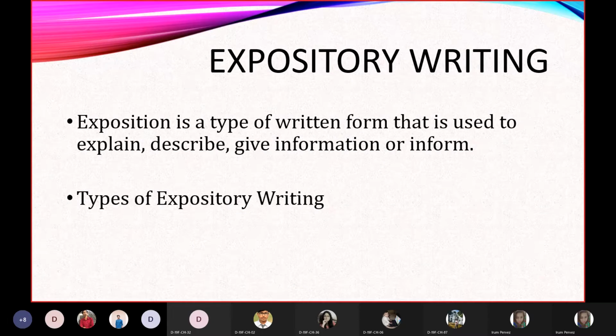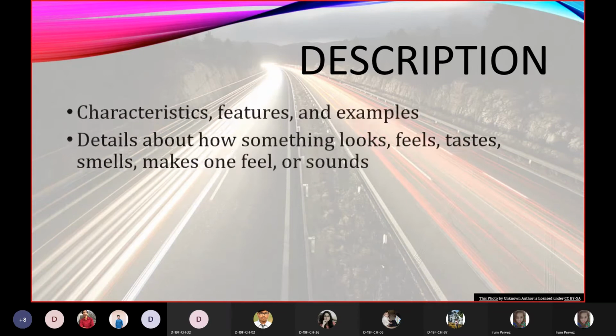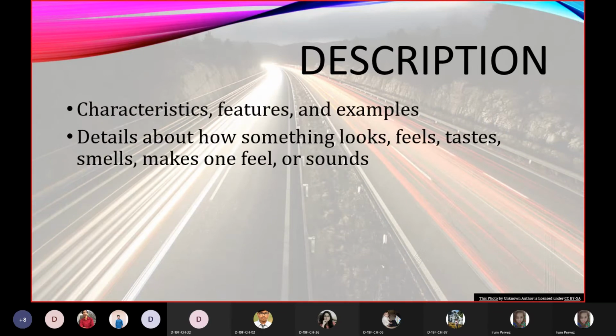So we have different types of expository writing, and the first one is description. You can explain things by describing them. In description, we describe characteristics, features, and examples, details about how something looks, feels, tastes, smells, makes one feel, or sounds. So when we write descriptive paragraphs, we tell about the characteristics of certain things, features, and their examples. Most often, this is linked to how we sense it. Sense means how we feel it, see it, taste it, smell it, how it makes us feel, and how it sounds.